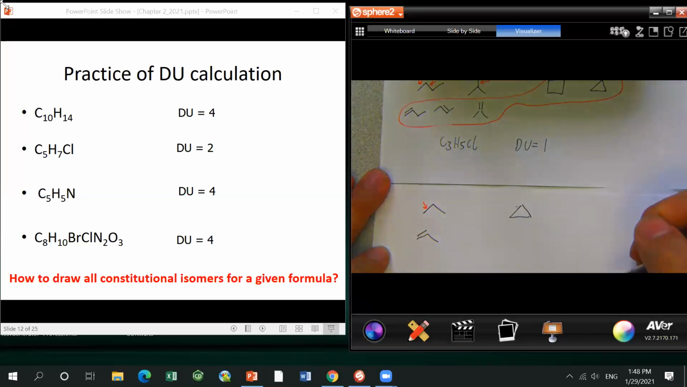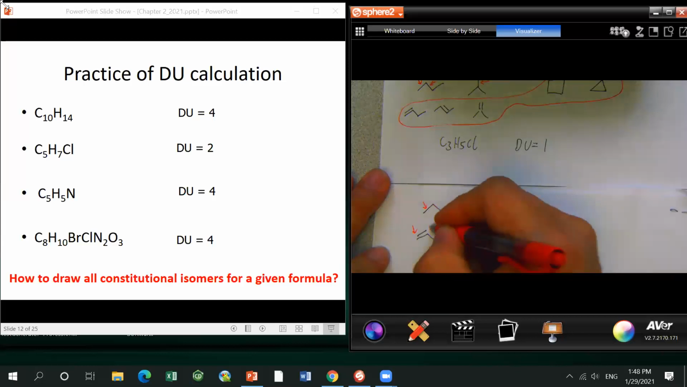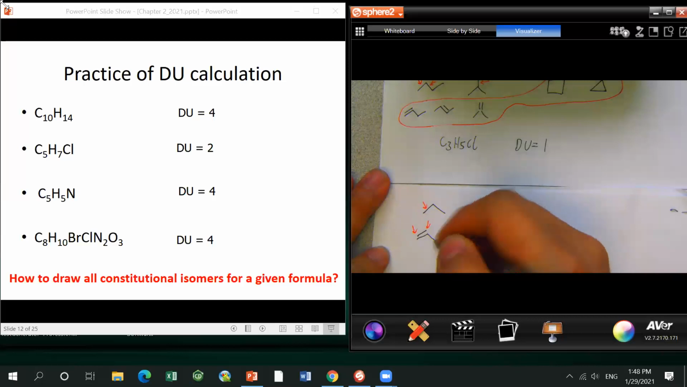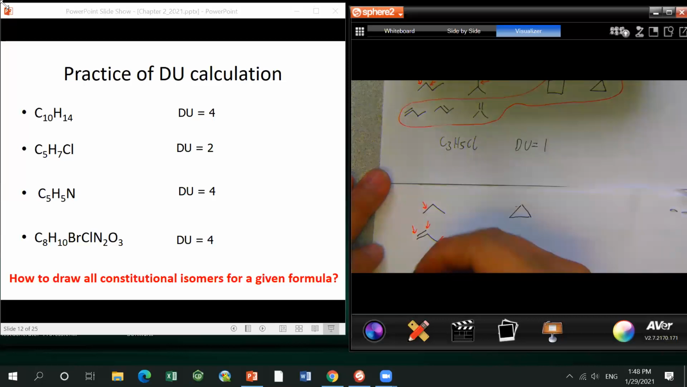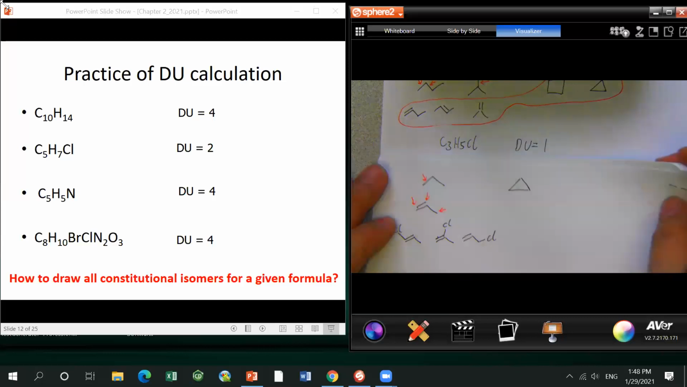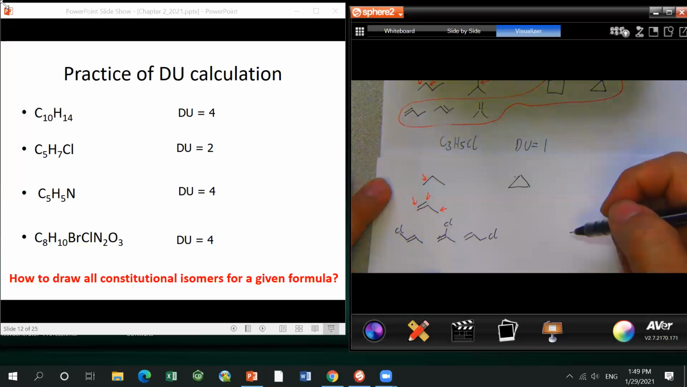And then we can add the hydrogens. Those are the two base structures, and we add hydrogens. For the first one, you can add hydrogen here, and then add hydrogen here, so they all give different structures. So in this case, you can have three constitutional isomers. They are asymmetrical, so that's why you can add on all three carbons.